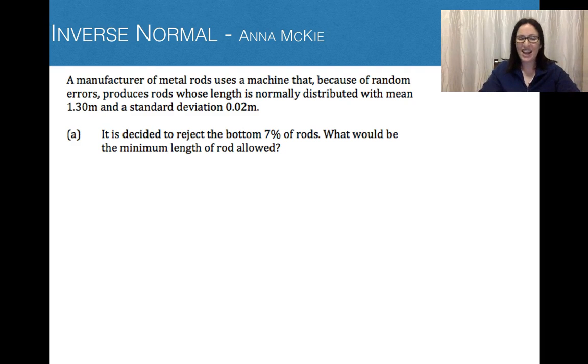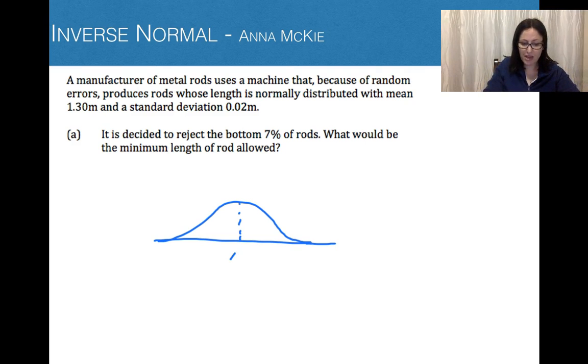Now, I always find it really handy to create a picture, draw a visual for yourself. So what we're implying here is we have a normal distribution, so just draw a little sketch. Sometimes it helps to put on the mean, if you've got that information, 1.3 metres. And try and think about where is this 7%. We're rejecting the bottom 7%. So that means that the area to the left here will be 7% or 0.07. But the thing is that we don't know what this value here is.